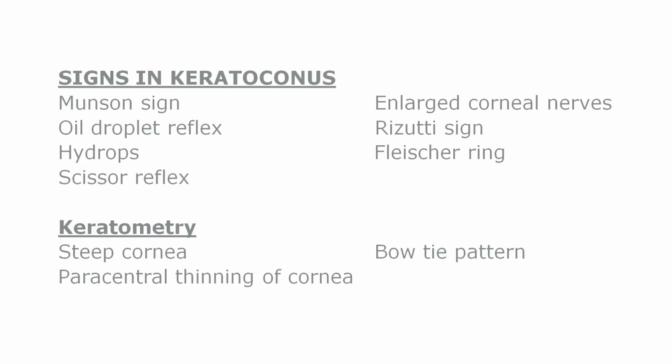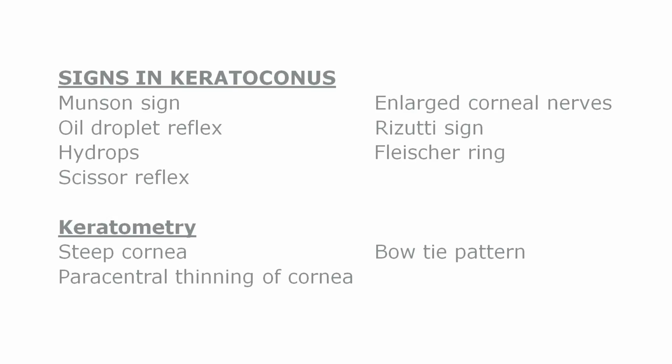Most important investigation in keratoconus is keratometry. What is keratometry? Keratometry means knowing the power of various curvatures of cornea. Okay, so I told you there is an anterior surface and there is a posterior surface. So in keratoconus, there are differences in both anterior and posterior surface of the cornea.